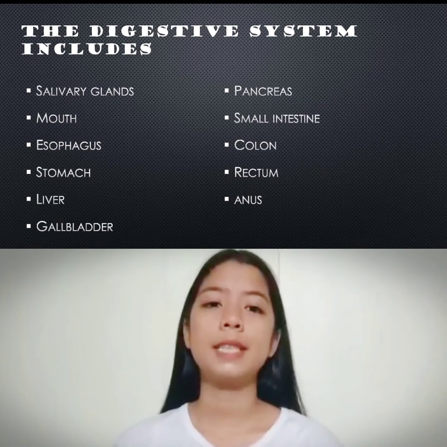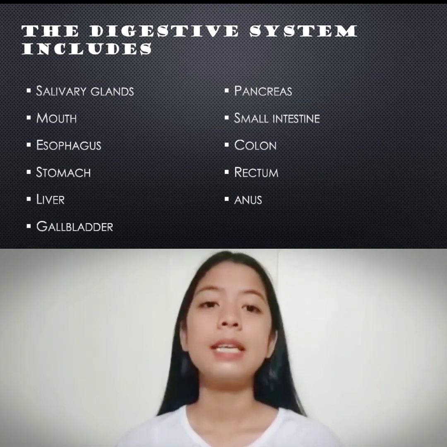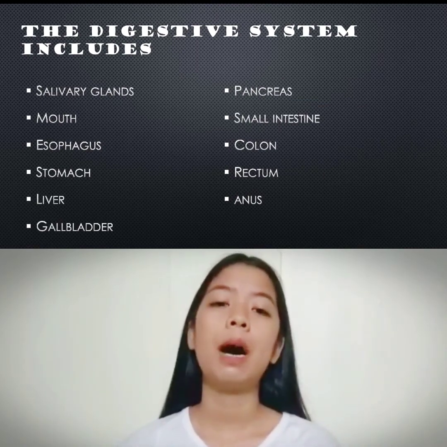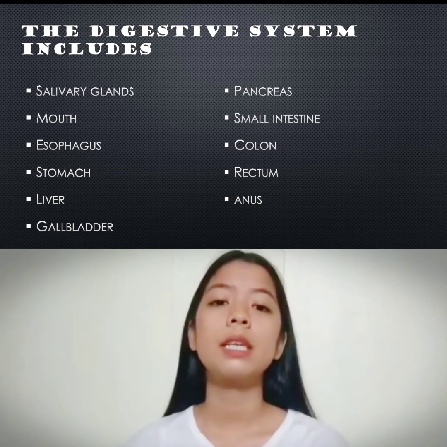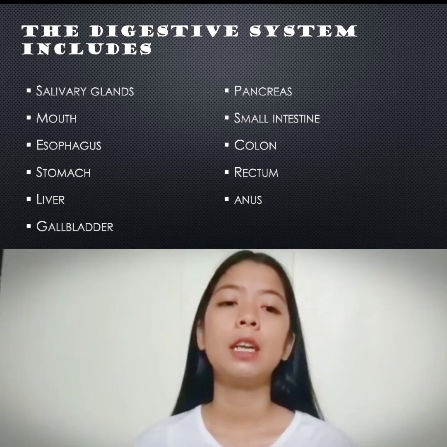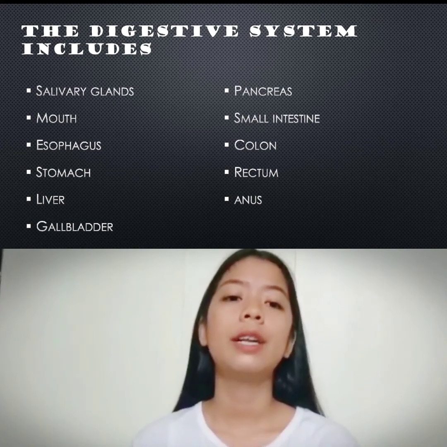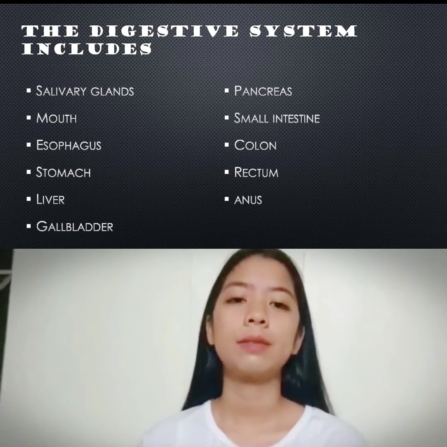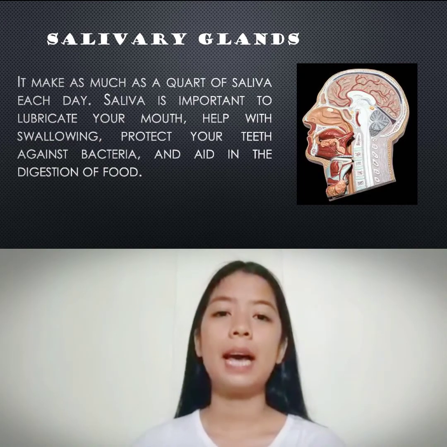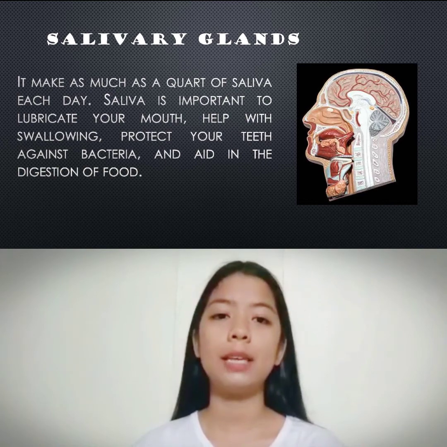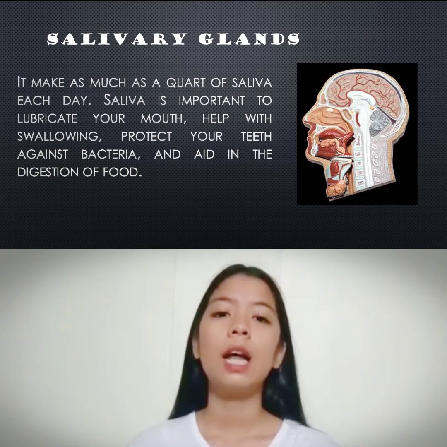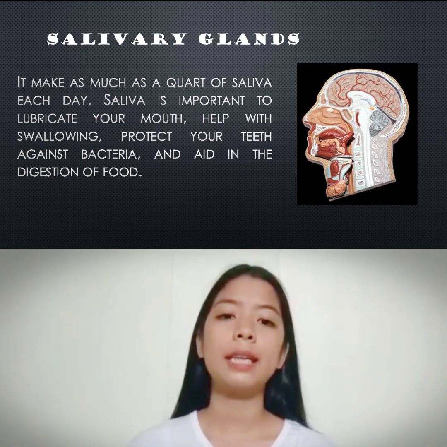So the digestive system includes salivary glands, mouth, esophagus, stomach, liver, gallbladder, pancreas, small intestine, colon, rectum, and anus. Salivary glands make as much as a quart of saliva each day. Saliva is important to lubricate your mouth, help with swallowing, protect your teeth against bacteria, and aid in the digestion of food.